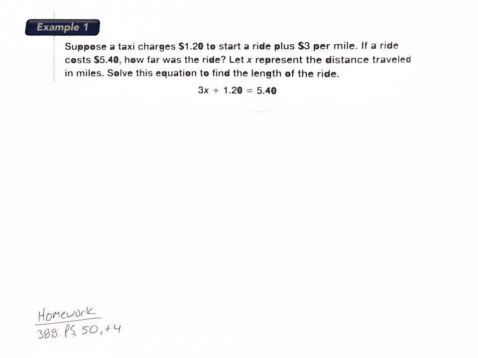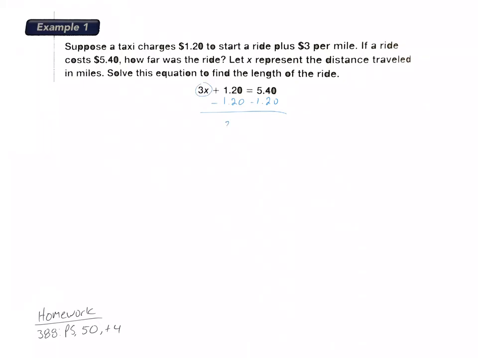So notice here it is $3 per mile, that's what's right here, plus $1.20 that you're charged just to start it. So if you get in and get right back out, they're going to charge you that $1.20. And then that equals the total cost of your ride. So to solve this, we're going to want to subtract that $1.20 to try to get this one by itself, which has the x in it.